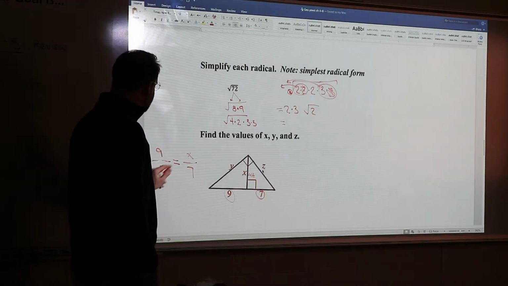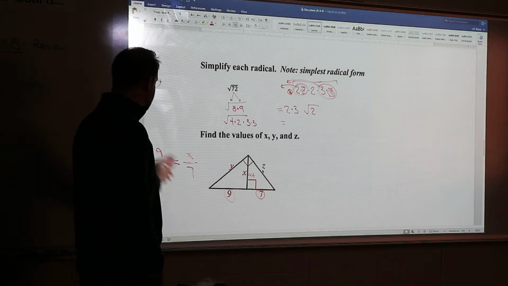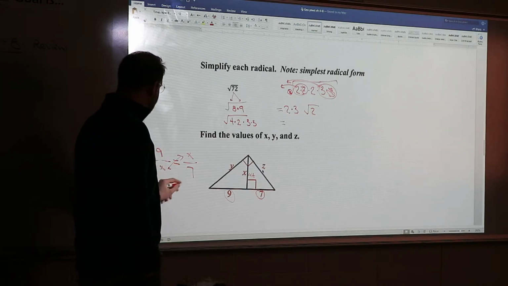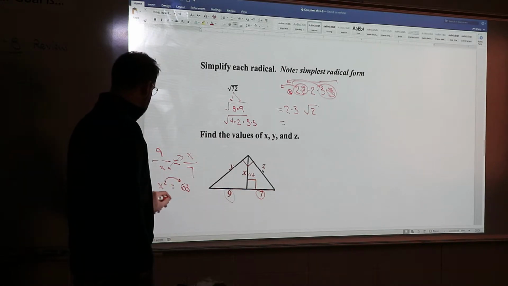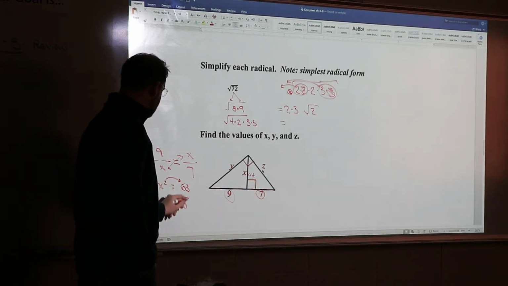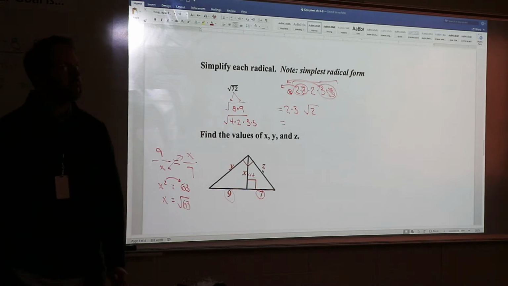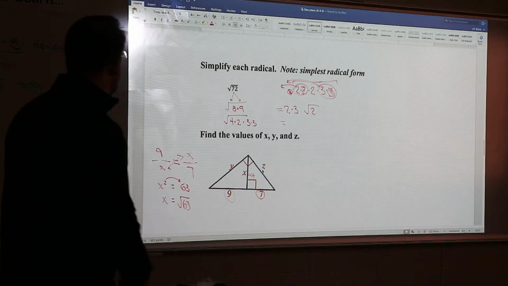So when we have this, notice we have 2 x's here, so you're going to have to cross multiply, set them equal to each other. So I'm going to multiply these 2 together to get x squared. X times x is x squared. 9 times 7 is what? 63. Then the last step is to take the square root. That's how you get rid of that little power of 2. You take the square root to the other side. So that's the answer for x.